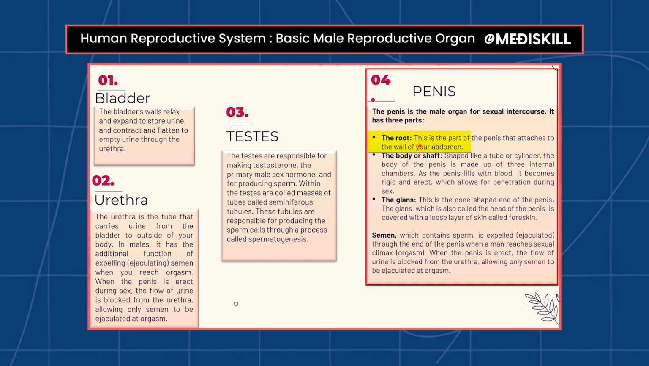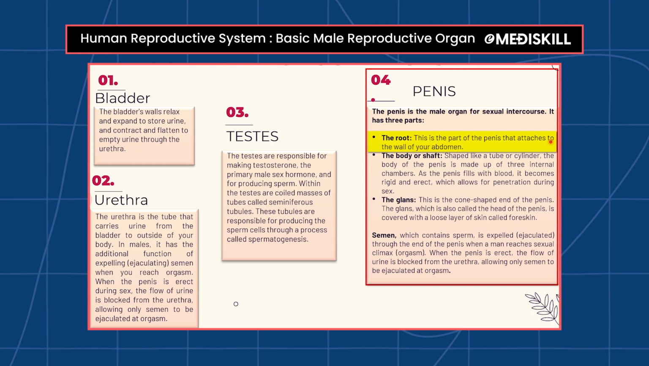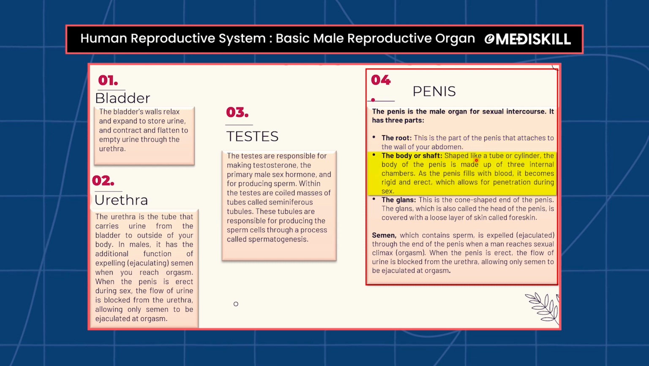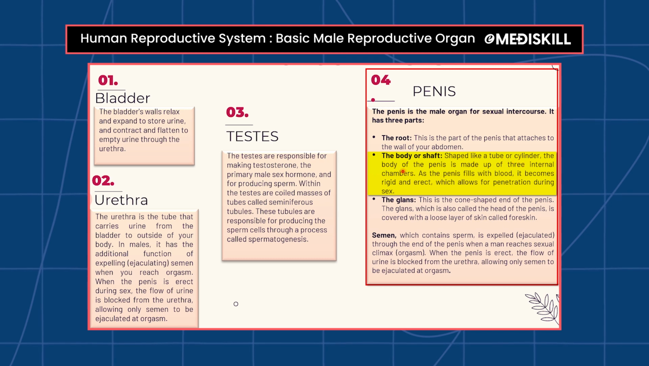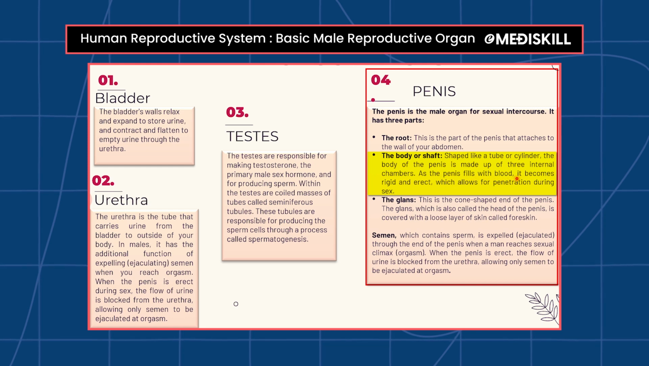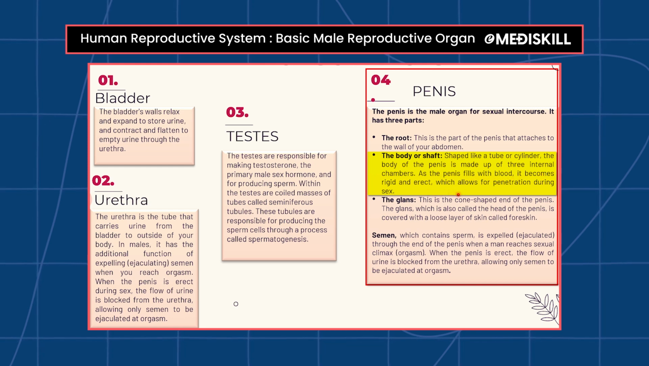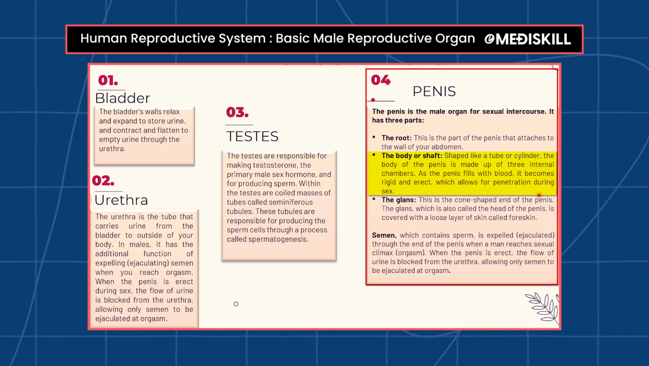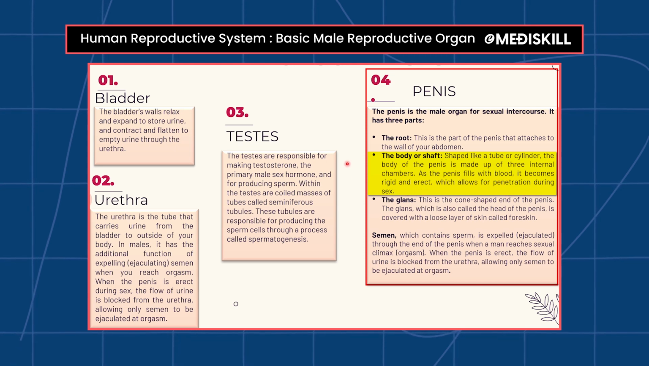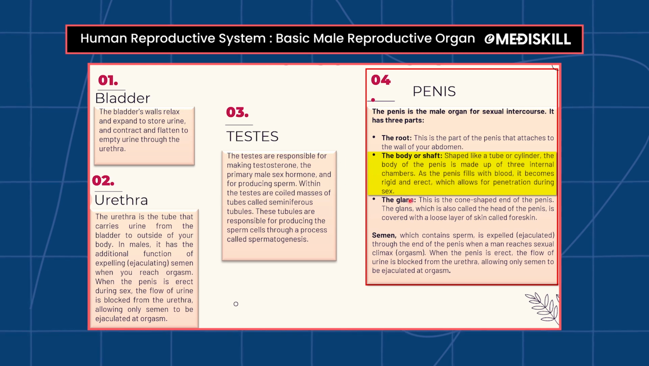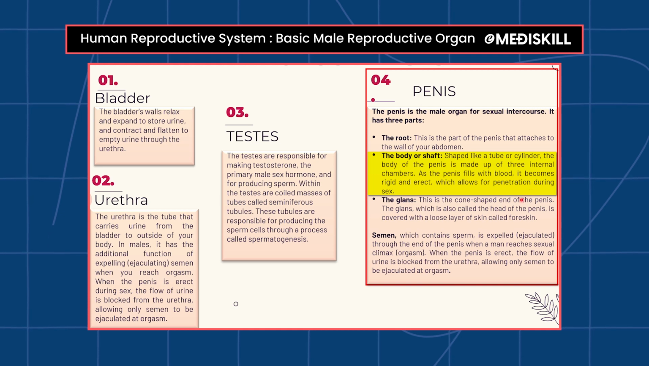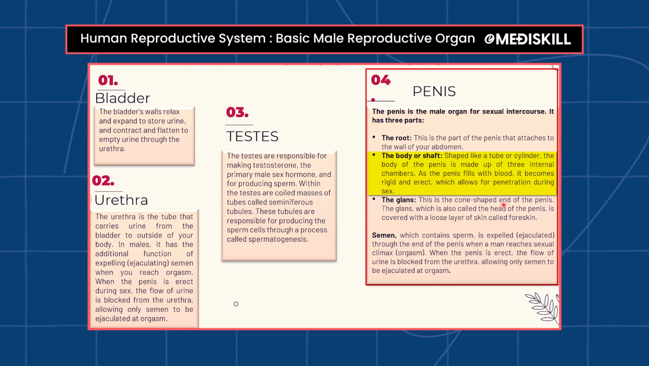Alright, so the root: this is the part of the penis that attaches to the wall of your abdomen. The body or shaft is shaped like a tube or cylinder. The body of the penis is made up of 3 internal chambers. As the penis fills with blood, it becomes rigid and erect, which allows for penetration during sex, okay? So when it is erect and rigid, blood flows throughout it so that urine secretion is stopped, and it helps the penis to penetrate during sexual intercourse.